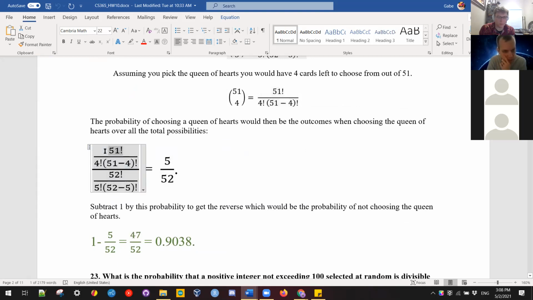I know that looks kind of gross, but this is just the chance that we have already chosen the Queen over the total. And that's the probability that you did pick a Queen. So just invert it and do 1 minus that, and you are solid.